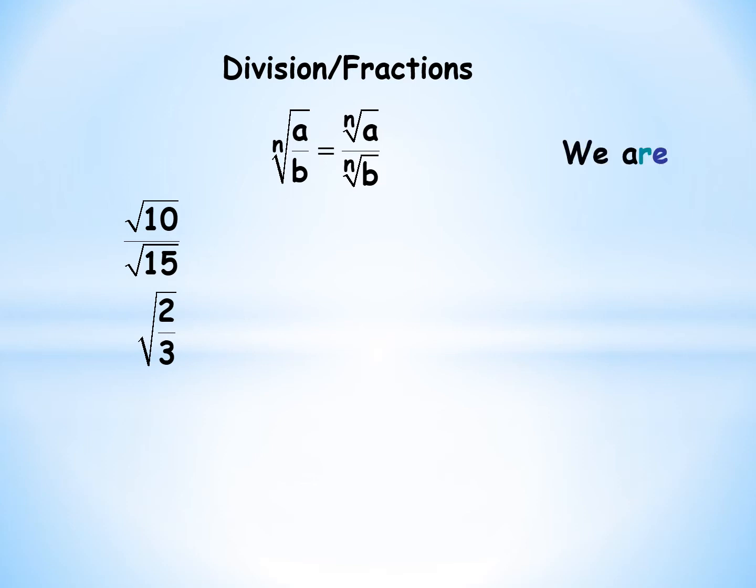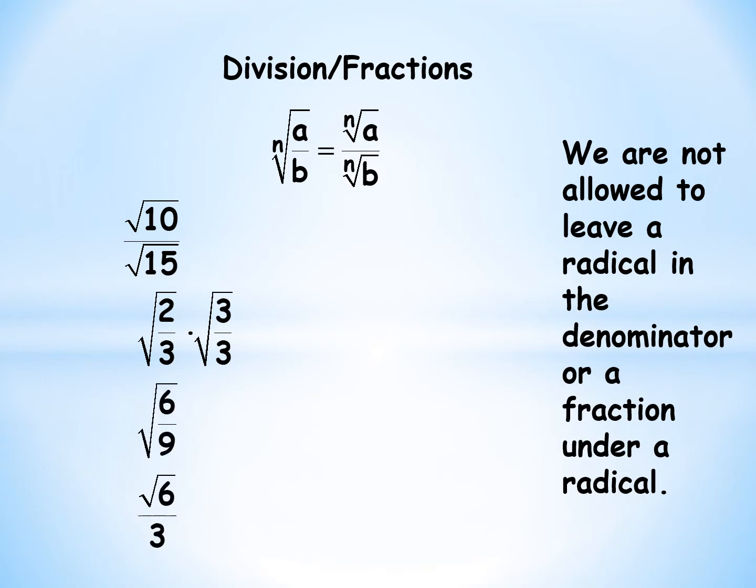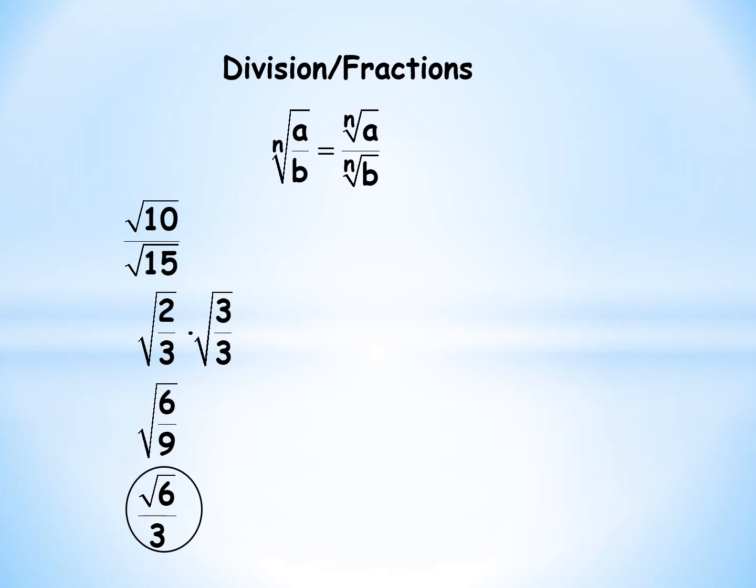But now, of course, you cannot leave a radical in the denominator, so you have to rationalize this by multiplying by the square root of 3 over the square root of 3. And your final answer will be the square root of 6 all over 3. All right, that's great. That's what we did with square roots. Let's now apply that to a different root.